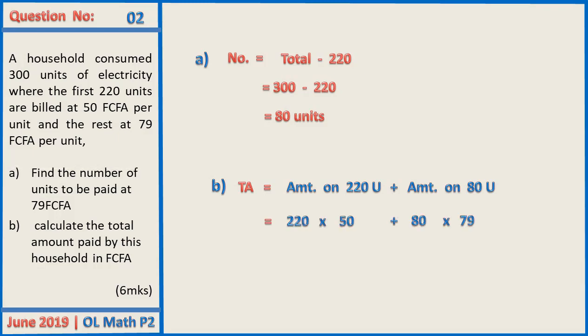So when we do this operation, we have 220 times 50 plus 80 times 79, giving us 11,000 plus 6,320. So the total is 17,320.